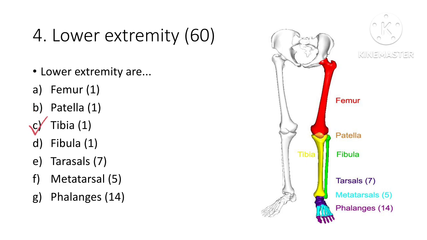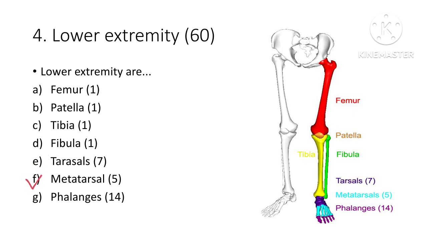Next are the tibia and fibula, the two bones of the lower leg, located between the knee and the ankle. The tibia is the larger and stronger of the two bones, while the fibula is smaller and thinner. Fifth is the tarsals. It is a group of 7 small bones that make up the ankle joint. They are arranged in 3 rows and provide stability and flexibility to the ankle joint.